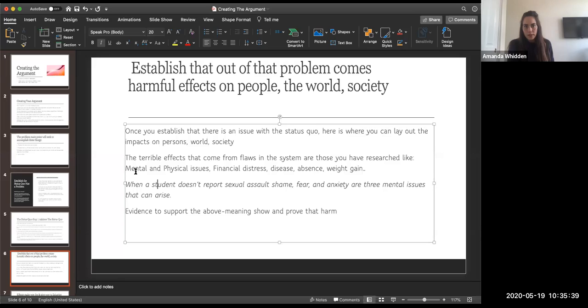So for example, what I do here is I go on to say that when a student doesn't report sexual assault, shame, fear, and anxiety are three mental issues that can arise. I don't want to leave that as simply a claim. I don't want to just say, because I said so, they'll get these things. No, I want to provide you with evidence to show and prove that their shame, fear, and anxiety come up because they didn't feel safe after that first phase of reporting. And now what is happening to them? Is this making sense to everybody?